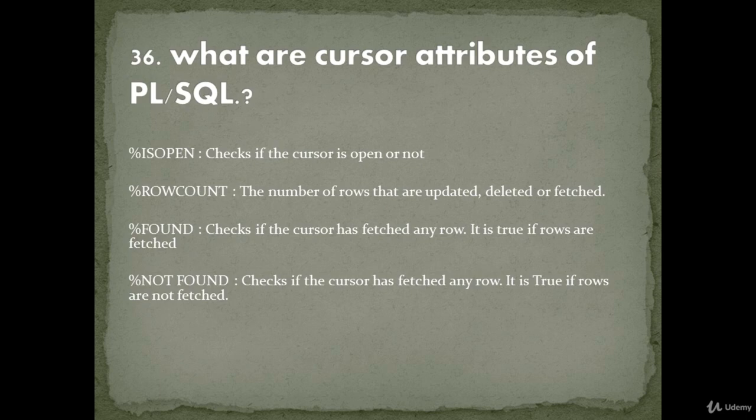Okay, what are the cursor attributes of a PL SQL block? First one is %ISOPEN, it checks if the cursor is open or not. Second, %ROWCOUNT, it counts the number of rows updated, deleted, or inserted by the cursor. %FOUND checks if a single row is found by the cursor. %NOTFOUND checks if no row is found by the cursor.